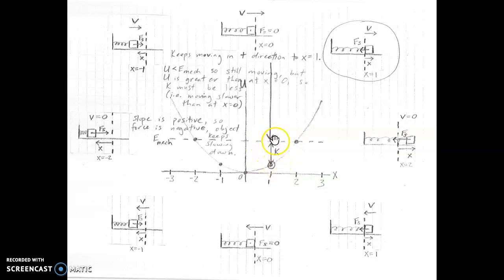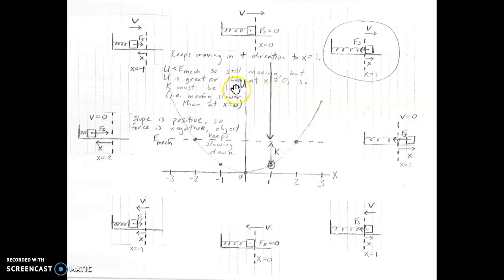Because again, the kinetic energy is the difference between the mechanical energy line and the amount of potential energy we have at that point. So we know we're moving in the positive direction. We can tell we're still moving because we still have kinetic energy. Our slope is more positive, though, which means we have a bigger negative force, so it's going to start slowing down even faster. So we keep moving in the positive direction.